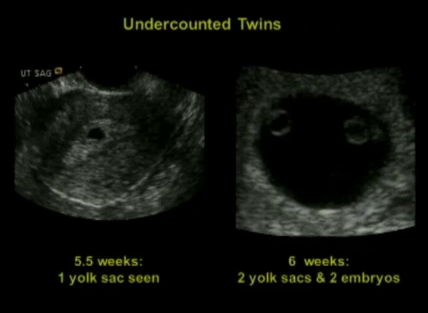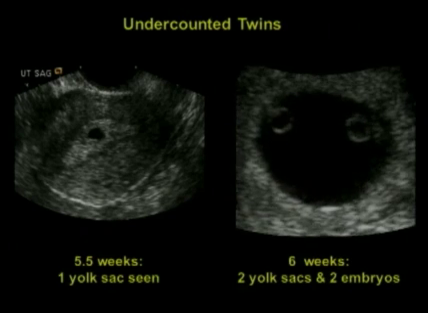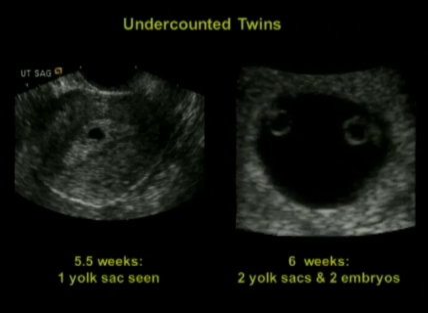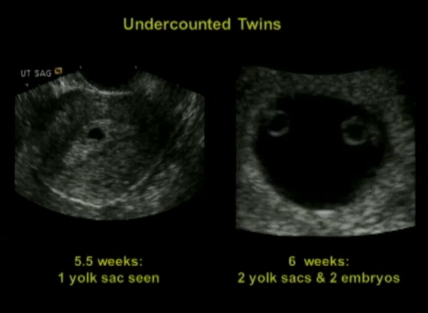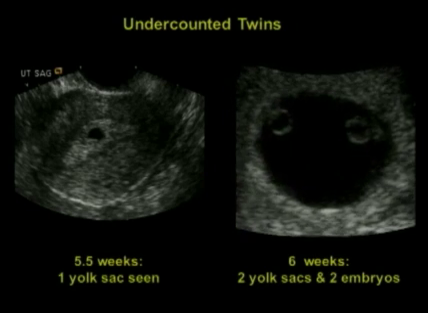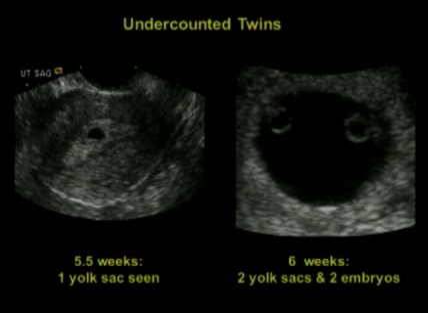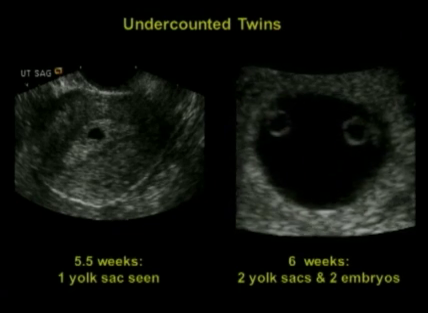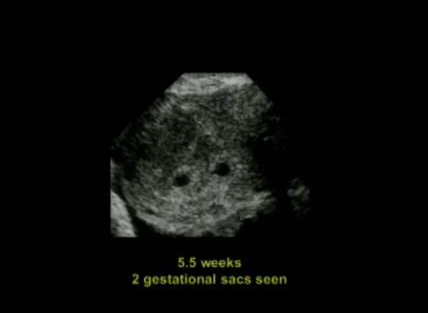But actually, on follow-up just a few days later, she actually has twins. There are 2 yolk sacs, 2 embryos. So in the first scan, we told her, looks like you have 1 baby, but we're not completely sure. And in fact, she has 2 babies. These were twins that were undercounted on the initial ultrasound. Here's another case in which we did an early pregnancy scan at about 5 to 5.5 weeks, and we see 2 gestational sacs.